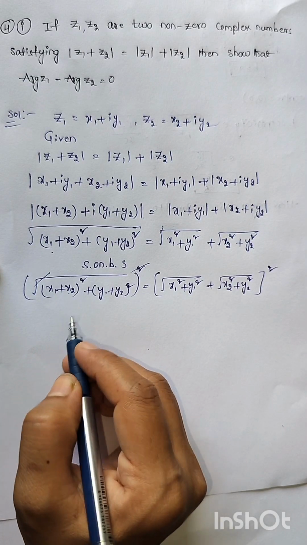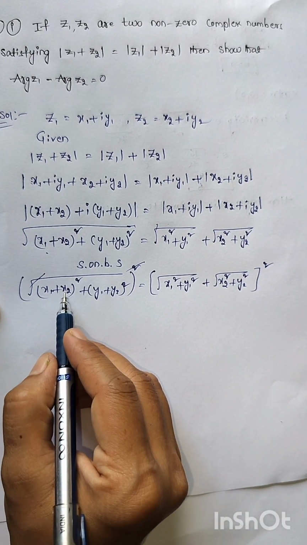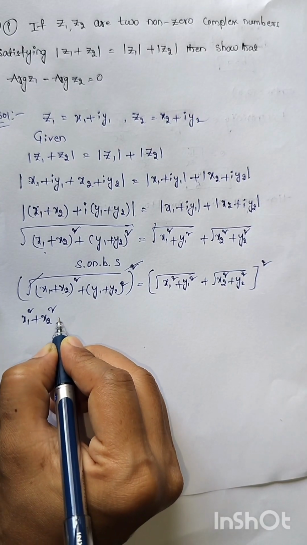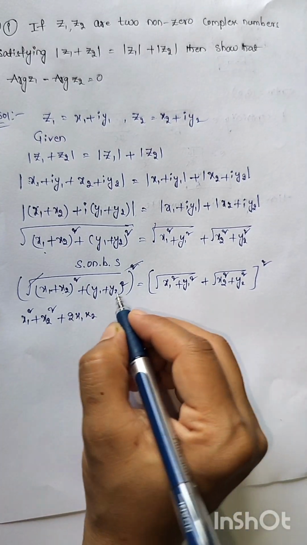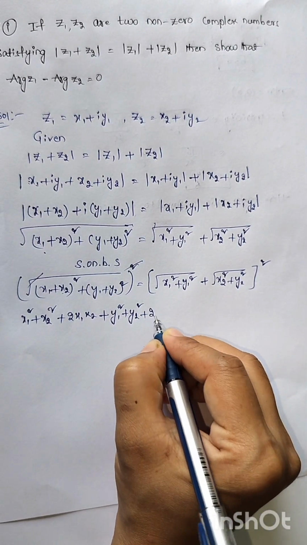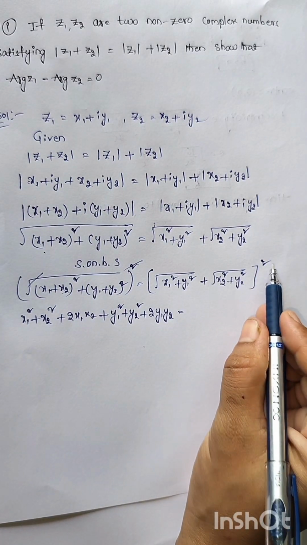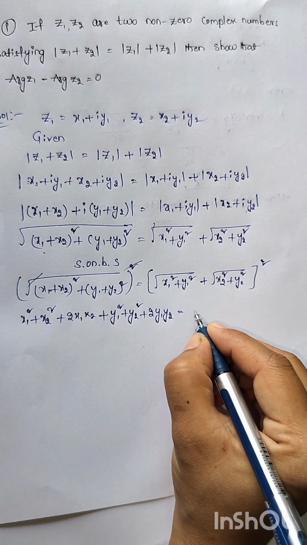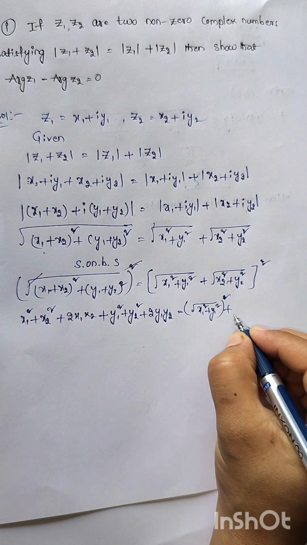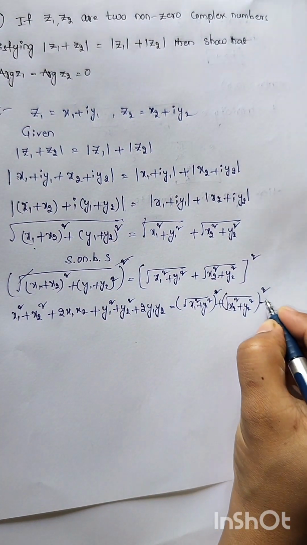So here x1 plus x2 whole square, a plus b whole square formula: a square plus b square plus 2ab. A is x1, b is x2. So we can apply the formula here, that is x1 square plus x2 square plus 2 x1 x2. Here also the same, y1 square plus y2 square plus 2 y1 y2 equals, this is a, this is b, a plus b whole square. So here we apply the formula: a square means root x1 square plus y1 square whole square, b square means root x2 square plus y2 square whole square, plus 2ab.